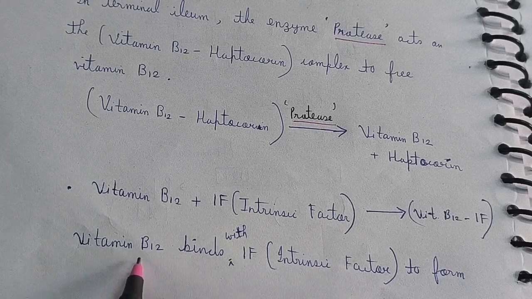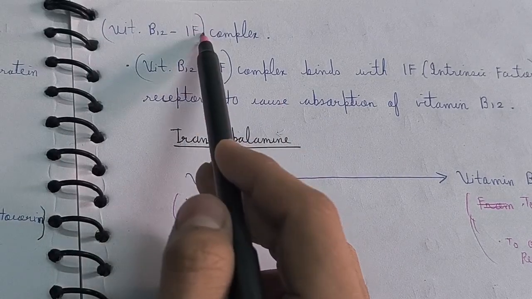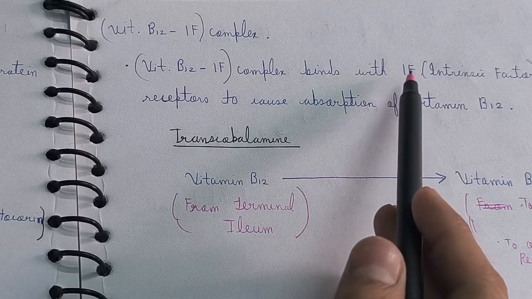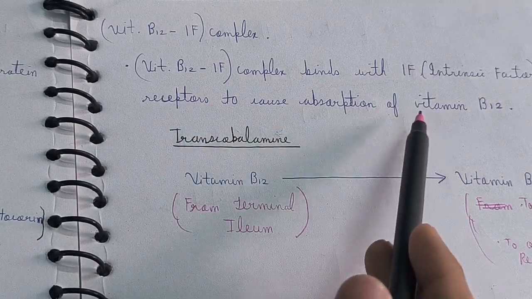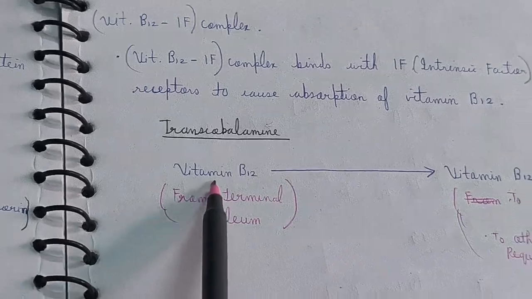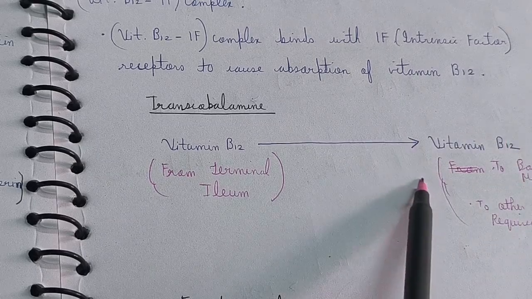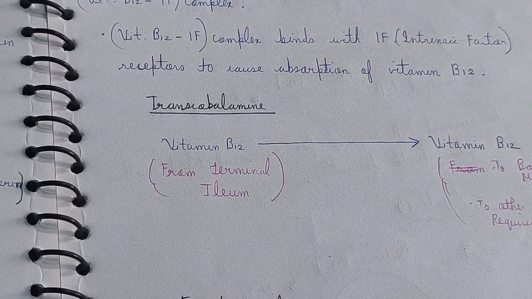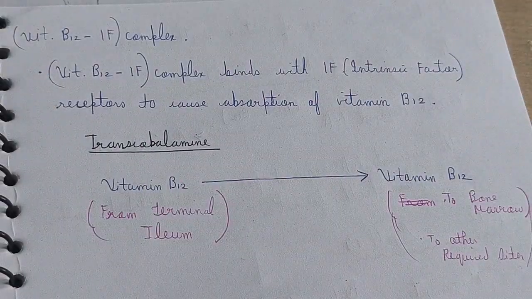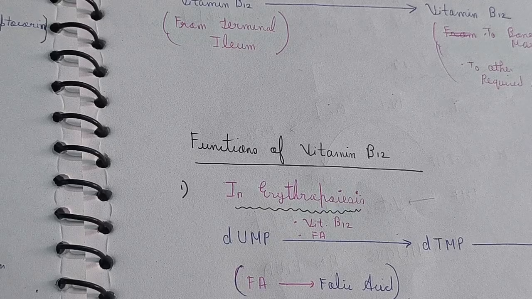Therefore I have written that vitamin B12 binds to intrinsic factor to form the vitamin B12 intrinsic factor complex. Now this complex binds to intrinsic factor receptors to cause absorption of vitamin B12. In this way vitamin B12 is absorbed. From the terminal ileum it is transported by transcobalamin to different sites where vitamin B12 is required. So now you have understood the normal absorption of vitamin B12, but for metabolism, let us see how vitamin B12 is used.